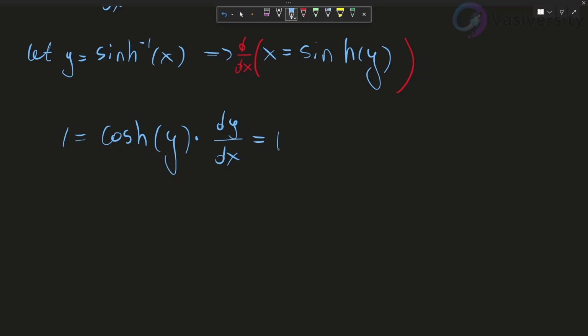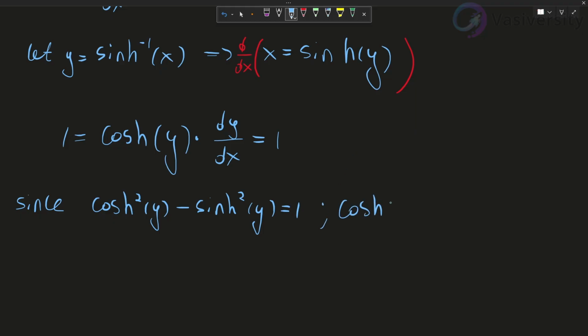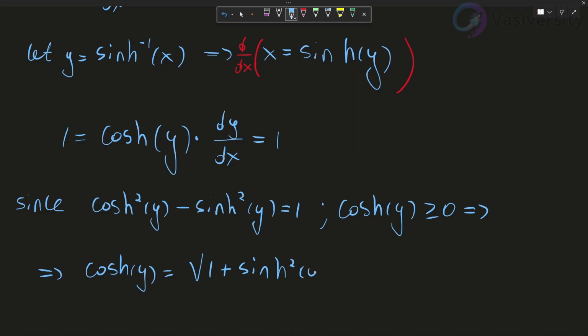Then we remember one of the hyperbolic identities, which is hyperbolic cosine squared of y minus hyperbolic sine squared of y is equal to 1. Then, since hyperbolic cosine of y is greater than or equal to 0, we will have that hyperbolic cosine of y is the positive square root of 1 plus hyperbolic sine squared of y.